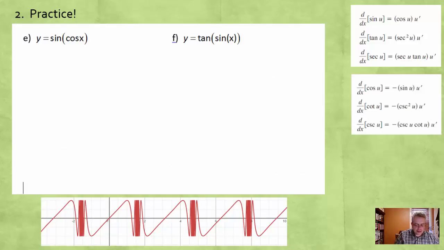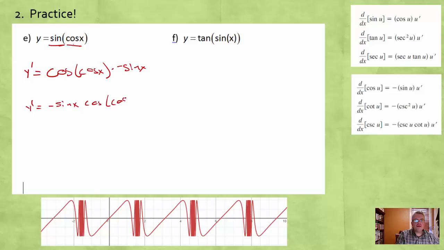Okay, I got 2 others. Sometimes we have trig functions inside of trig functions. And this is not really that bad. We just keep doing what we're doing. So the derivative is going to be cosine, evaluated here, times the derivative of the inside function, minus sine of x. So we get y prime equals minus sine of x, cosine of cosine of x. Okay, crazy but true.